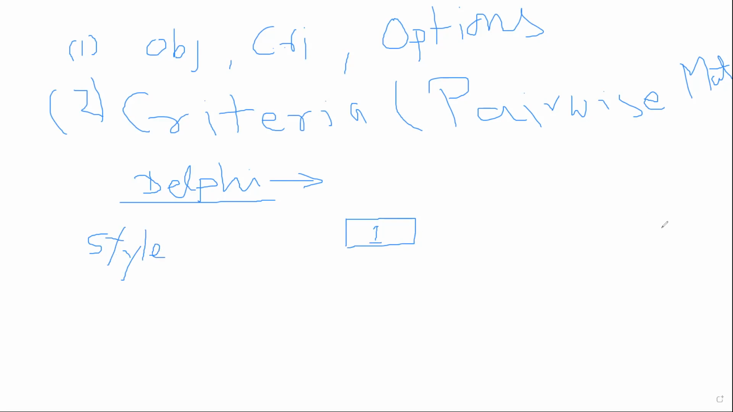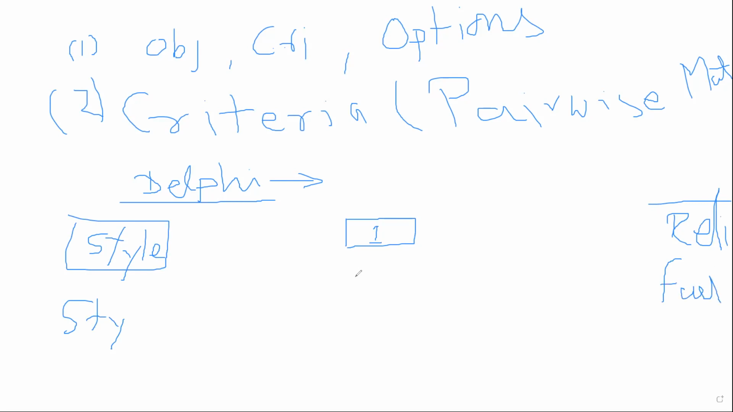And the second thing is reliability here on this side. So this side is style and reliability pairwise. Same I can do for style and fuel efficiency. What is the meaning of one here? One is equal. One is style and reliability equally preferred.